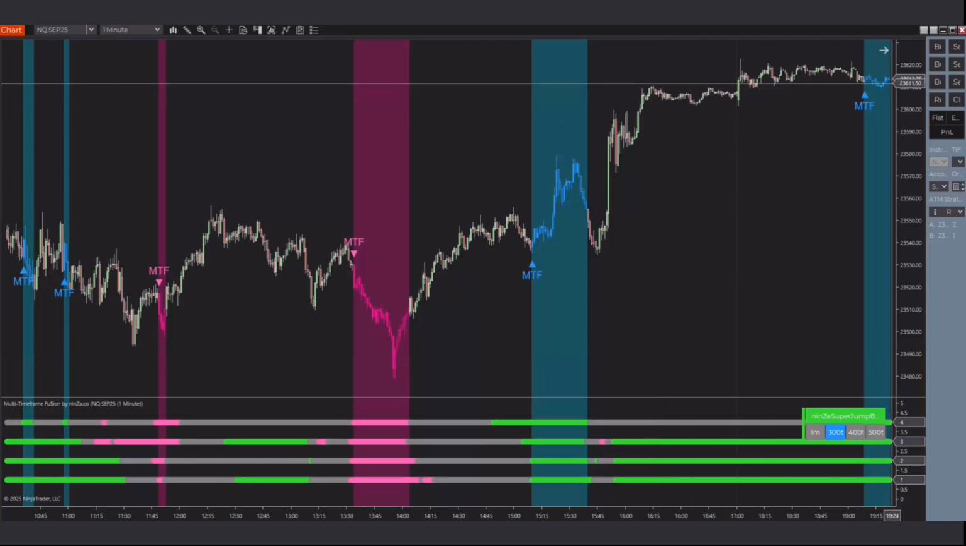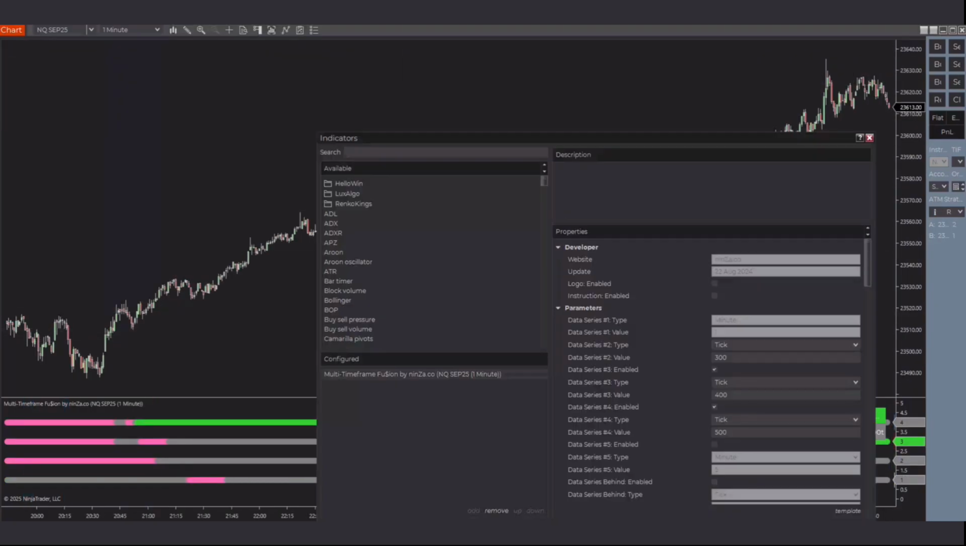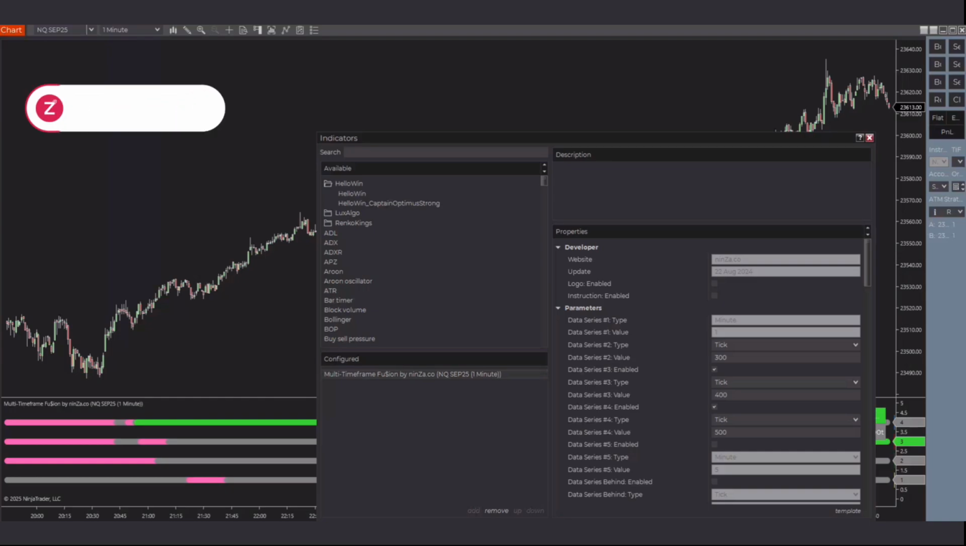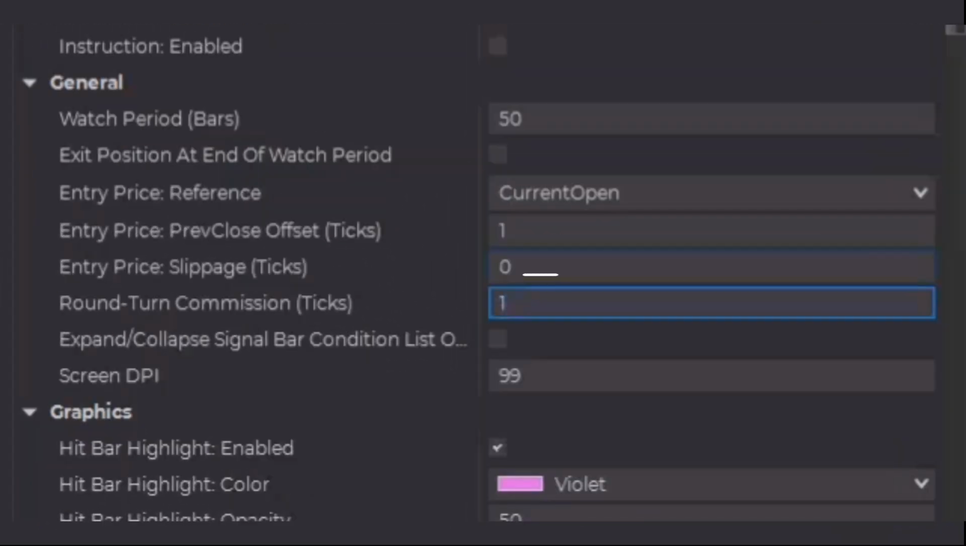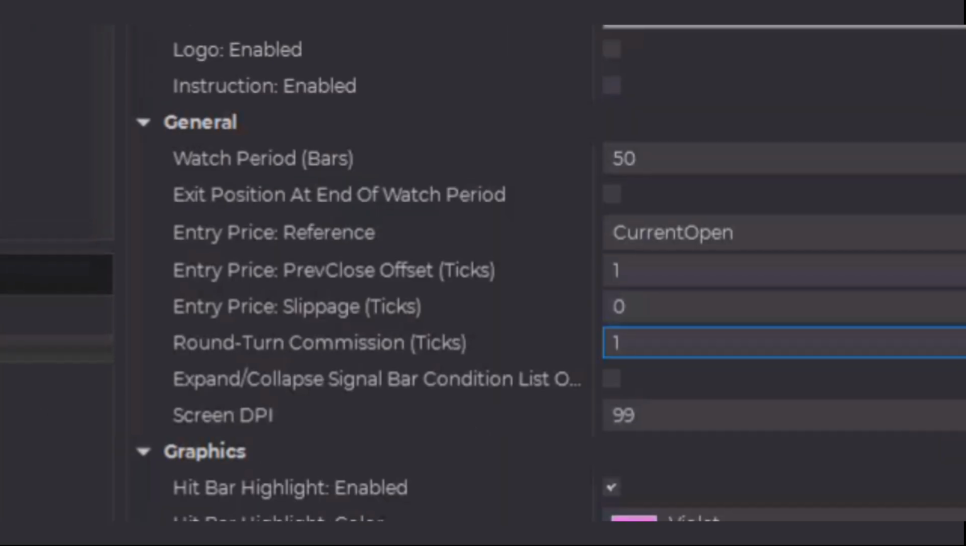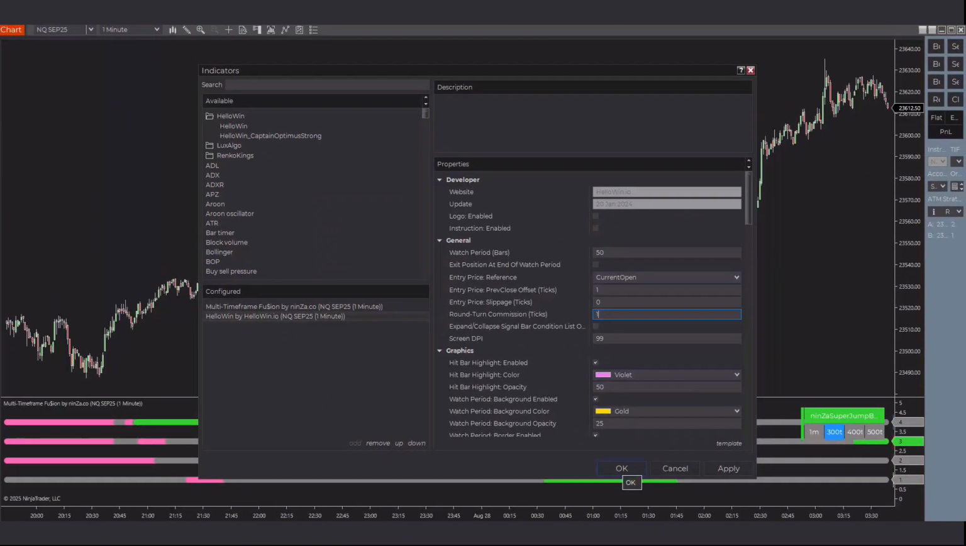One very important detail to keep in mind during the backtesting process is to include commission costs. This ensures that the results are much closer to real-world trading, rather than just being theoretical numbers. In this case, we'll set the round-turn commission to 1 tick. This means that for every trade executed, HelloWin will automatically factor in the commission fee.